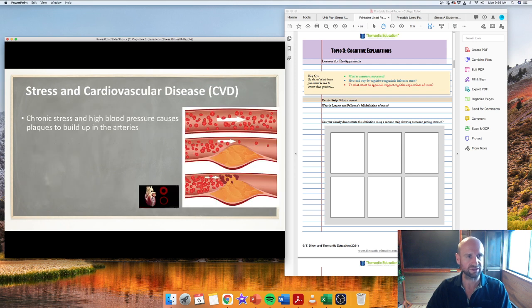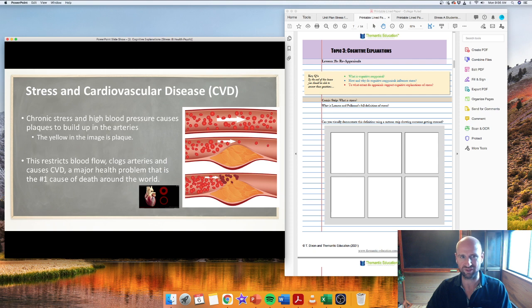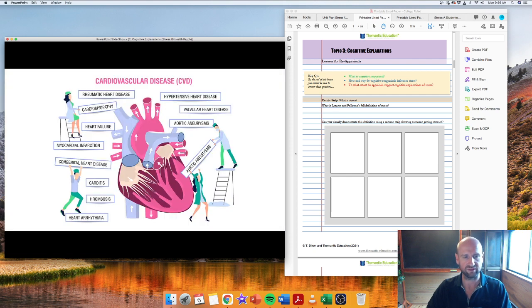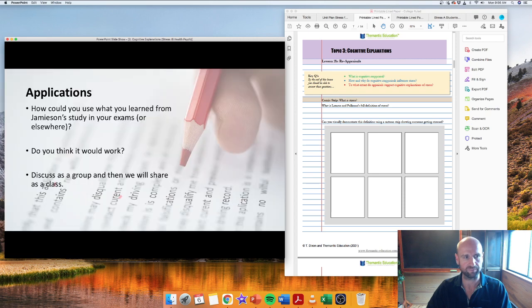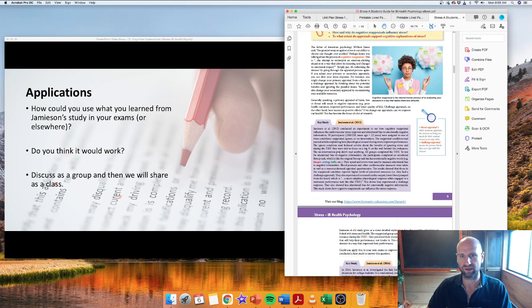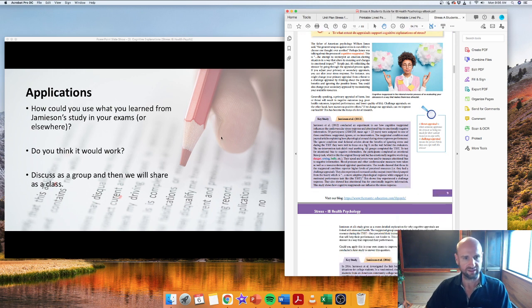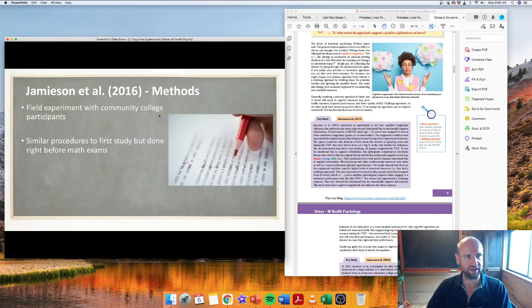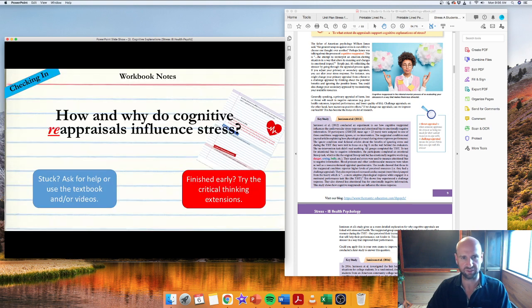But anyway, here is Jamieson's studies, and we're looking at how different reappraisals can influence the stress response, and then how that might lead to other health problems down the line. Again, there are video tutorials on all this as well. Okay, as well as all the information is in the book right here. Okay, and then some space here for students to apply it. Okay, and then a second study, which is really interesting, about how they did this as a field experiment.